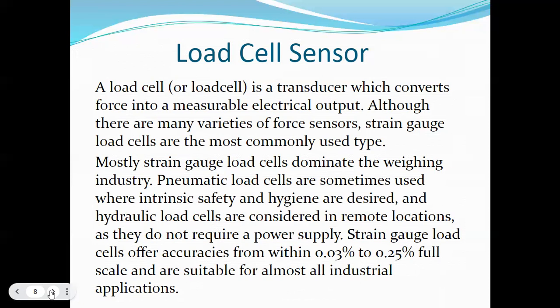Pneumatic load cells are sometimes used where intrinsic safety and hygiene are desired because hydraulic load cells are not so safe in intrinsic situations. Hydraulic load cells are considered in remote locations as they do not require a power supply. Strain gauge load cells offer accuracies from within 0.03% to 0.25% full scale and are suitable for almost all industrial applications in the market.